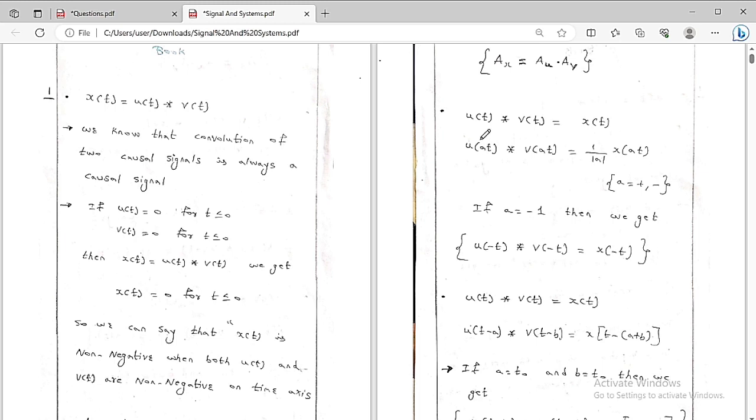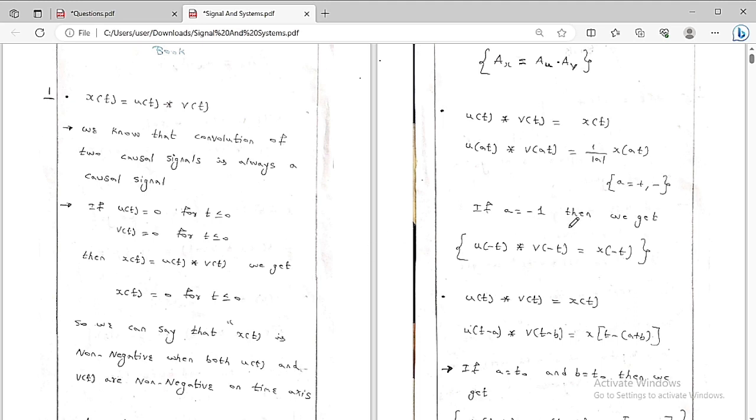Suppose u of t convolution v of t is equal to x of t. Then u of at convolution v of at is nothing but 1 by mod a into x of at. I have already told this in the properties. Here a can be either positive or negative.